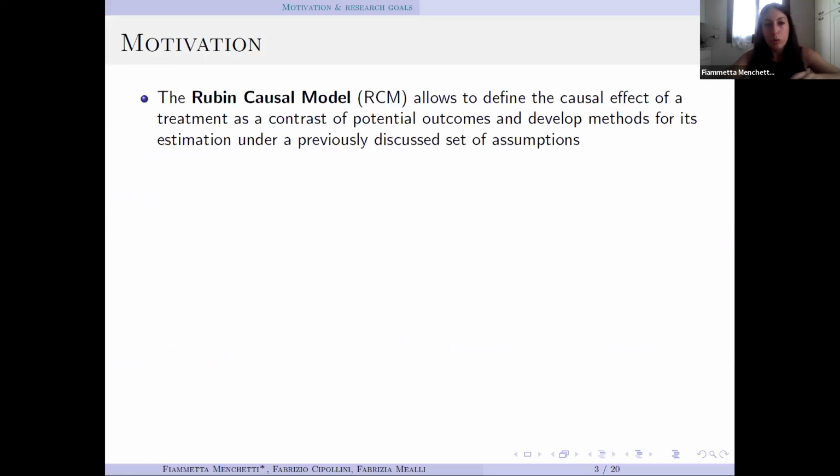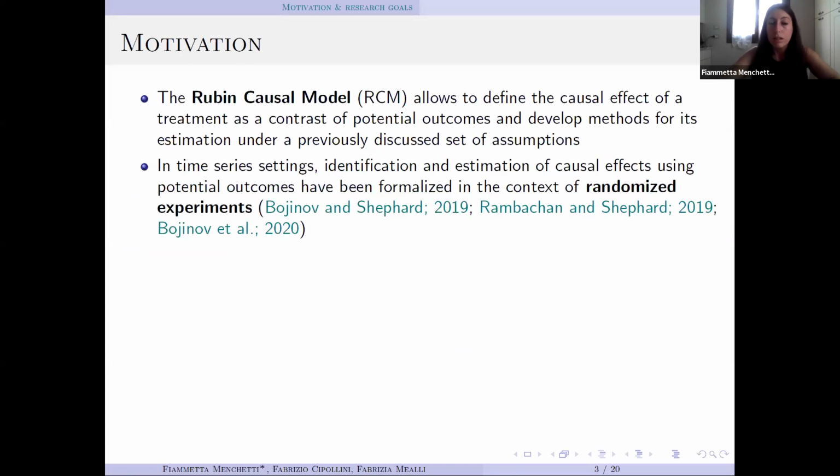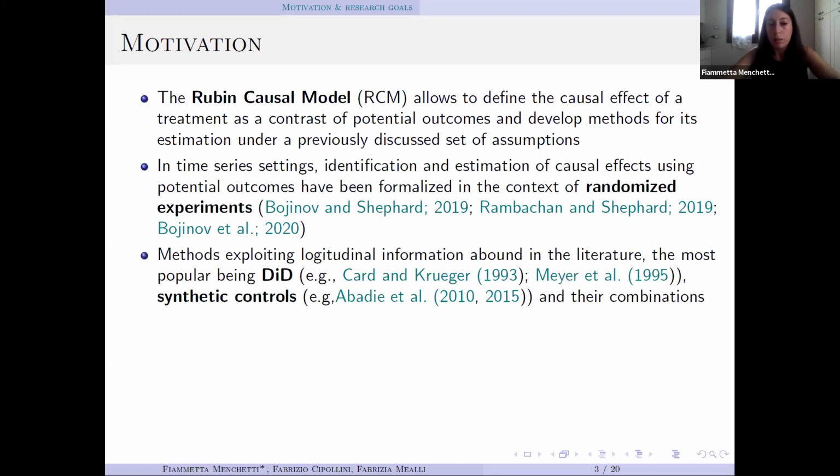As you all know, the Rubin Causal Model allows us to define the causal effect of a treatment as a contrast of potential outcomes and to develop methods to estimate causal effects under a previously discussed set of assumptions. In time series settings, the identification and estimation of causal effects have already been formalized in the context of randomized experiments. And in observational studies, there are many methods exploiting longitudinal information as well, the most popular being difference estimators, synthetic controls, and also their combinations.